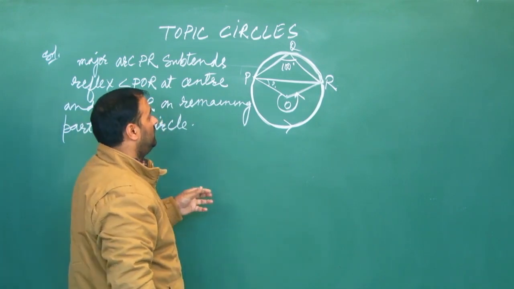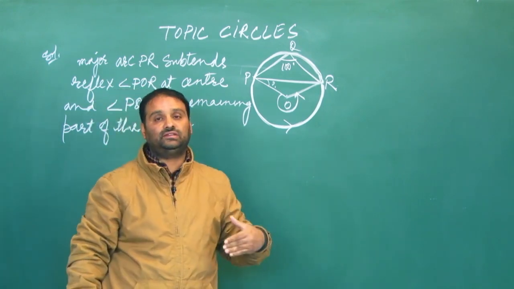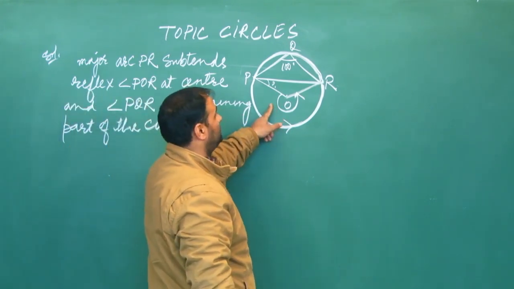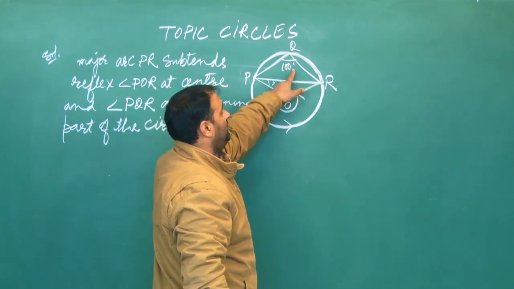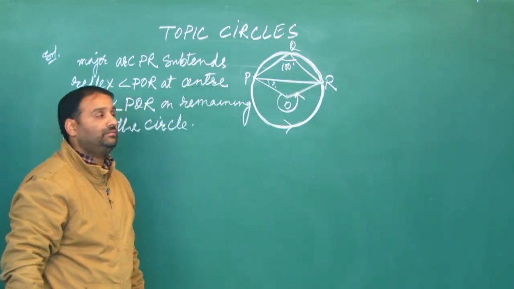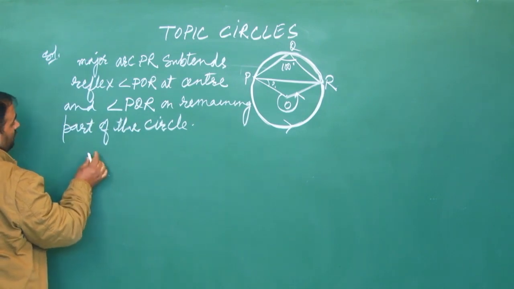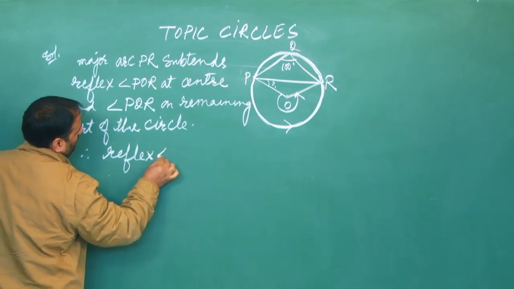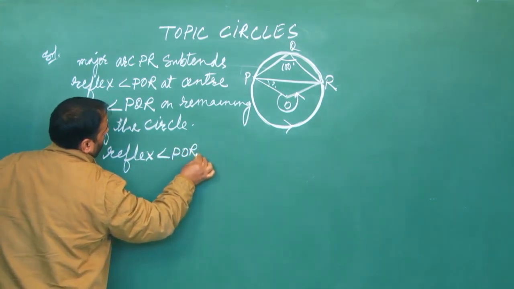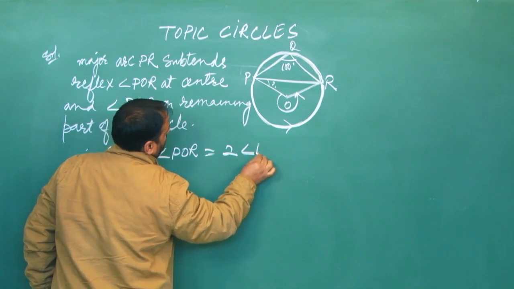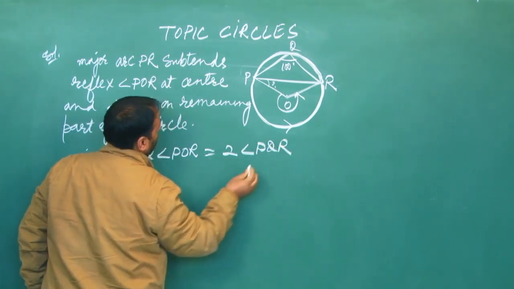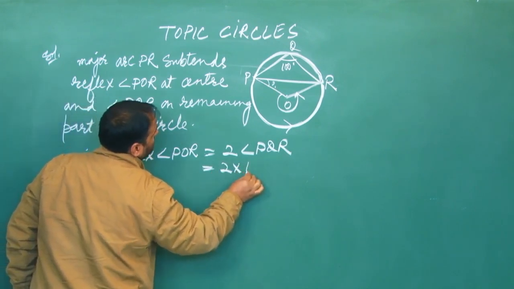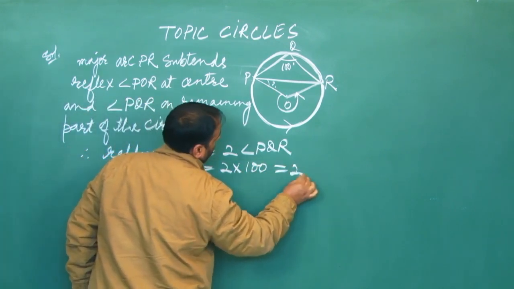So, by definition, if an arc subtends two angles, one at center and another on the remaining part of the circle, the central angle is always double the inscribed angle, or the angle that is drawn on the remaining part of the circle. So, by definition and theorem, we write that reflex angle POR is twice angle PQR, which means reflex angle POR is twice 100, that is 200 degrees.